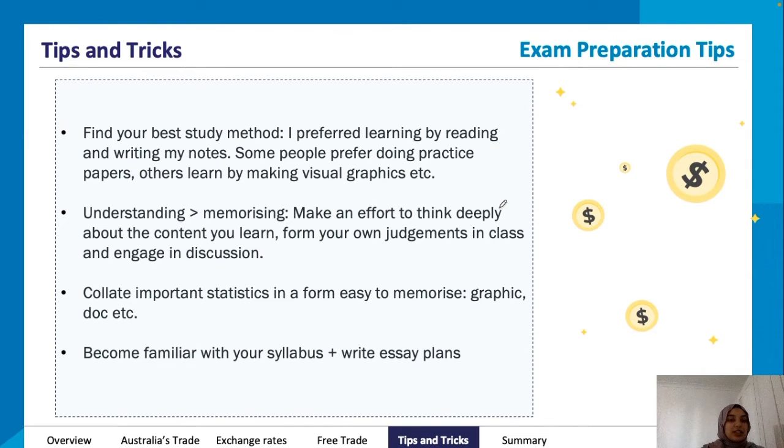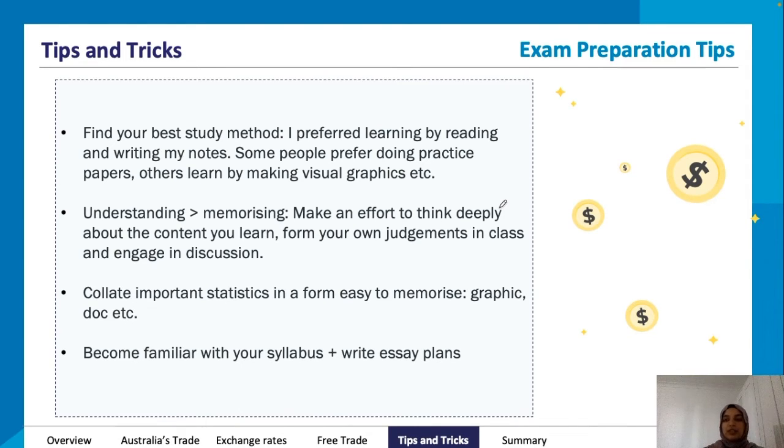And then discuss in class, like engage in discussion. If your class is having discussions about different things, engage in it. Ask questions, right? Because those things can really help you gain a better understanding of the content. Collate important stats in a form easy to memorize as well, because there are things that you will need to memorize, but I'm just saying you would also need to understand it. So when you are doing that memorizing component, have a graphic or a doc or something with all of the stats that you've learned, easy to access, so that you can go back to them and just make sure that you do know them.